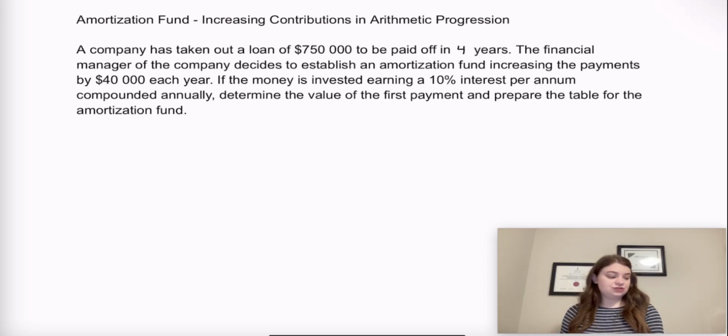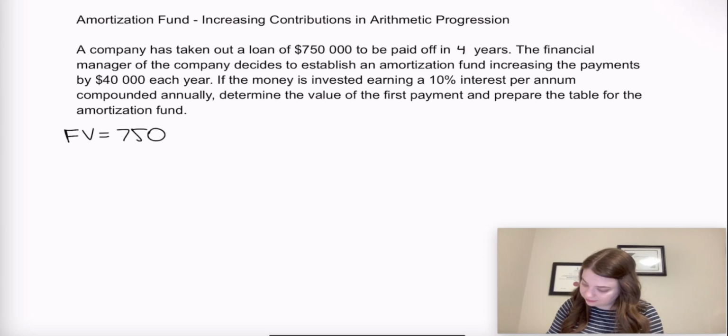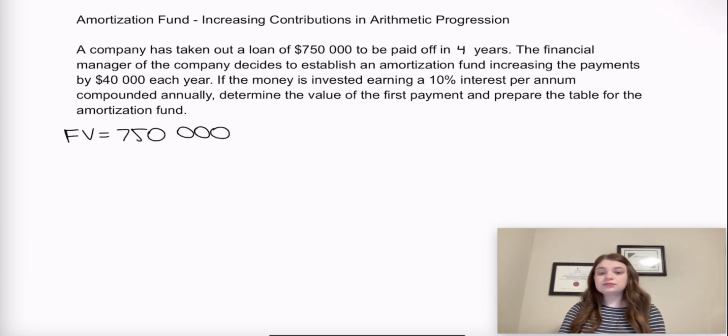Okay, so first, let's just recap. What do we know? We know that the future value must be $750,000 because that's how much money we're going to need to have in 4 years from now when this debt is to be paid off. In 4 years from now, we need to have $750,000 in 4 years from now's money, essentially. So $750,000.